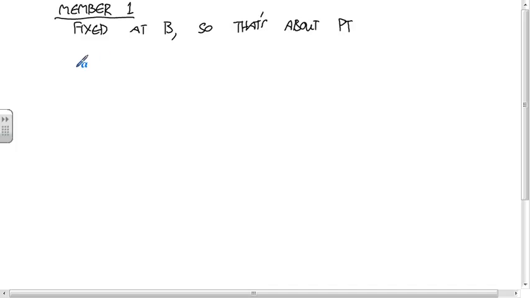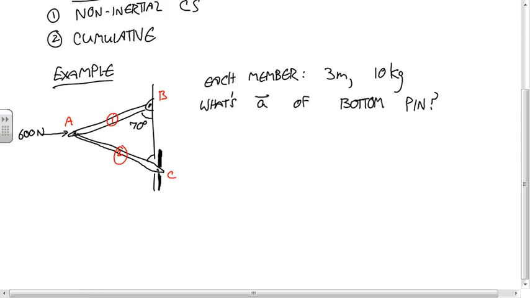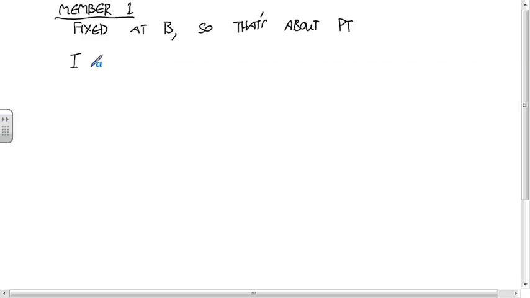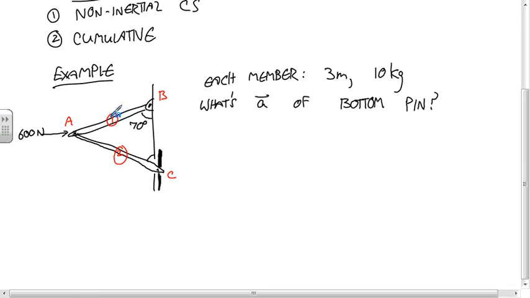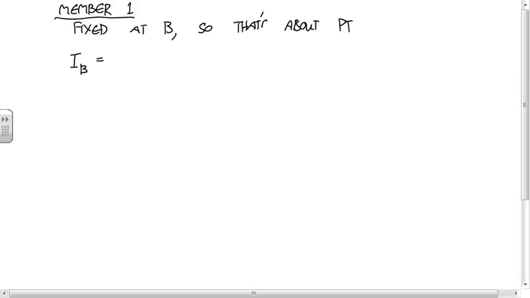And so now we can calculate the moment of inertia. The moment of inertia about B is equal to, we're treating these like slender rods. We don't know the thickness. And so the moment of inertia is 1/12 times the mass times the length squared. That's the moment of inertia about the center of mass. Now we have to use the parallel axis theorem.